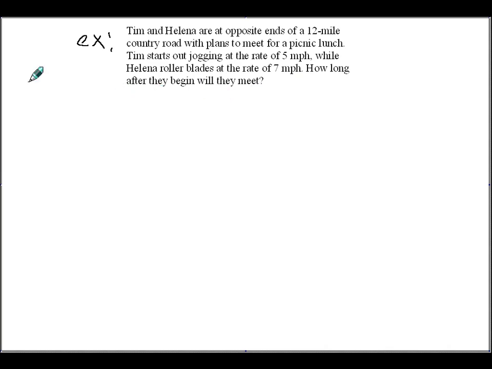So here's a nice simple picture. Here's what's happening in this problem. Let's say here is Tim. All right. Let's say here is Helena. And how far are they apart? Well, they're 12 miles apart. They're on opposite ends of a 12-mile country road. So they're 12 miles apart, and they're going to head towards each other to meet. All right? So let's look at the setup here.